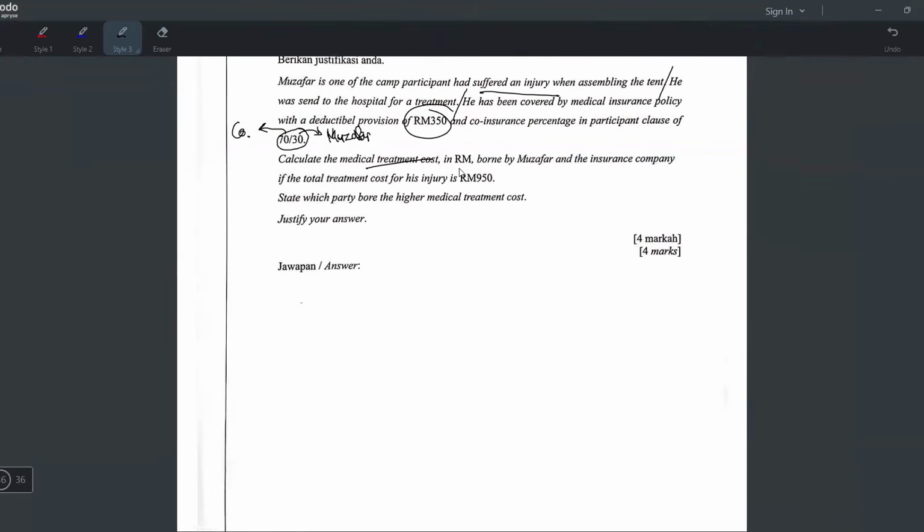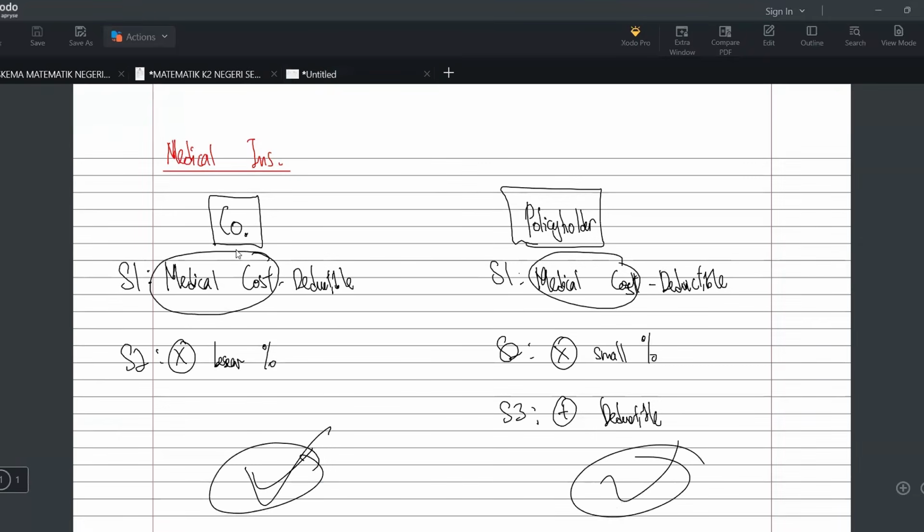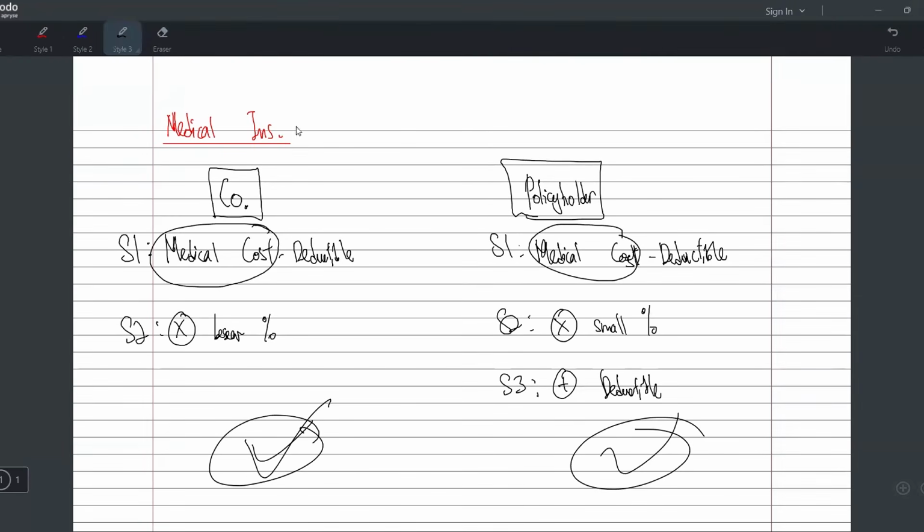Calculate the medical treatment cost in RM borne by Muzaffar. Oh, okay, never mind. I was wrong. I thought they want me to find medical costs, but I didn't read the whole thing yet. So they actually want medical costs borne by Muzaffar. So actually they tak twist pun soalan dia. We just use this formula basically. Because by Muzaffar, you just use this, and definitely they will give me the medical costs.